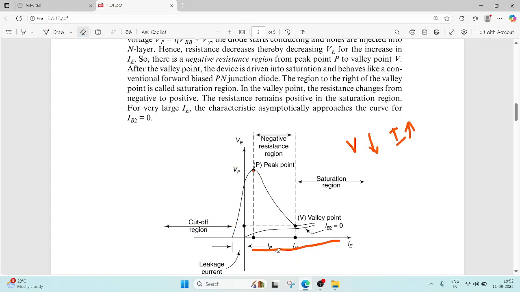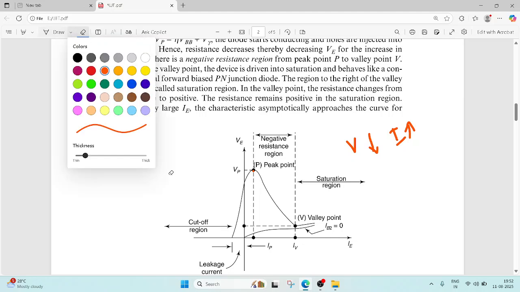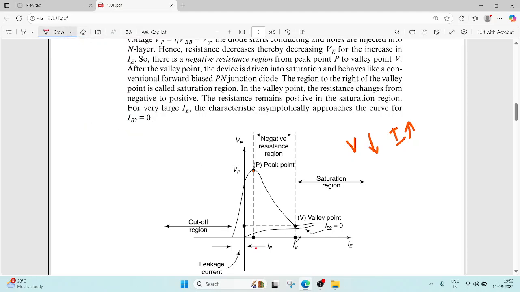Now listen here, same thing. Here the voltage reaches the valley voltage. Valley point means minimum point. The voltage has reached the valley minimum value. At that time the current is the valley current, IV. After that the UJT is cut off, and now it acts as a normal diode.